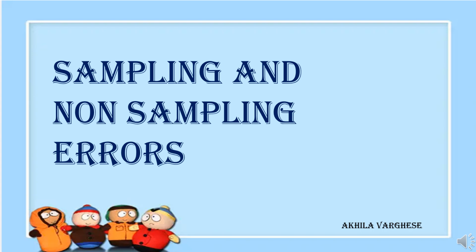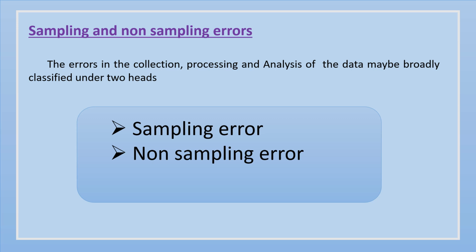Hi friends, today we are going to look at sampling and non-sampling errors. The errors in the collection, processing and analysis of data may be broadly classified under two heads: sampling errors and non-sampling errors. Non-sampling error refers to an error that arises from the result of data collection which causes the data to differ from the true values.